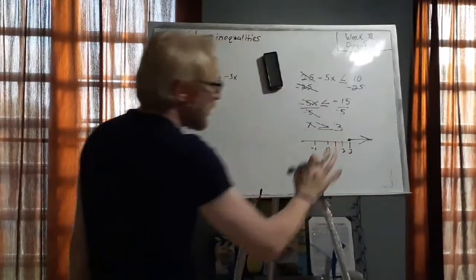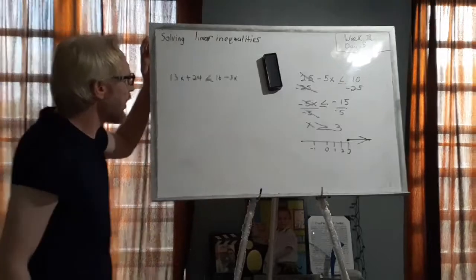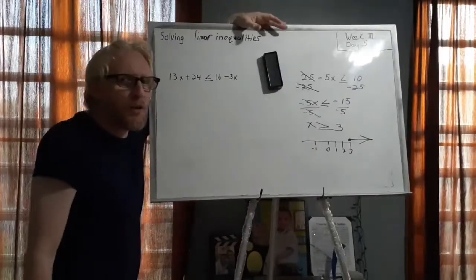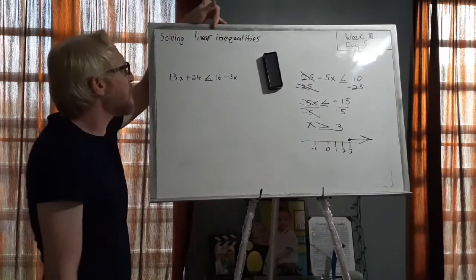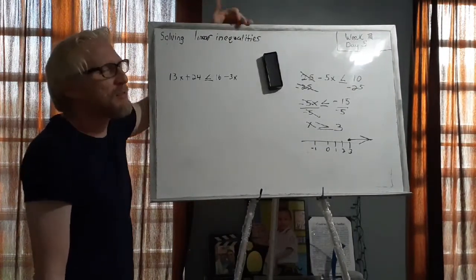Now let's look at this one real quick. We have an inequality with variables on both sides. It's really simple. The trick to this is to always keep your variables positive. So I have 13x plus 24 is less than or equal to 16 minus 3x.